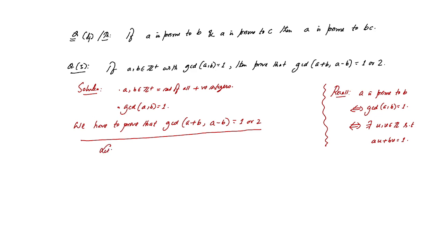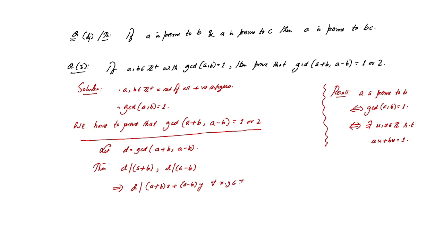Let D equal GCD of A plus B and A minus B. Since D is the GCD, we can write D divides A plus B and also D divides A minus B. This is the definition of the greatest common divisor. From that we can write D divides (A plus B) times X plus (A minus B) times Y for all X, Y belonging to Z. This is 1.